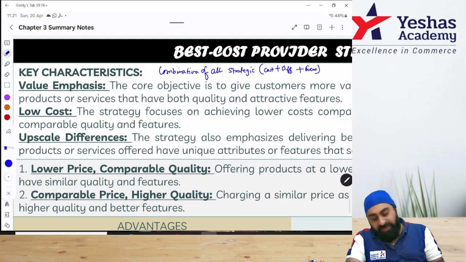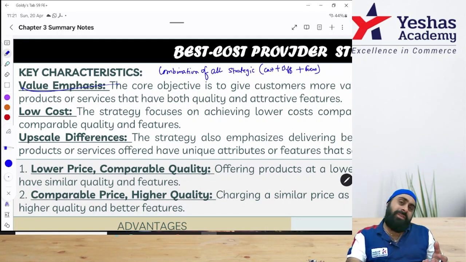The first one is value emphasis. Value emphasis means, let me put it in this way, you value more customer value. Price is not the primary thing. The primary thing is the customer satisfaction for the money value that he's paying. That is very important.